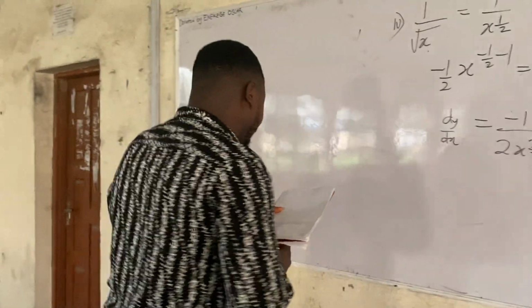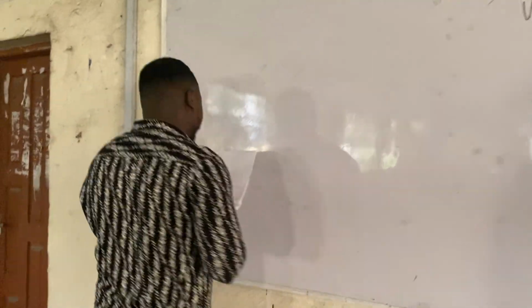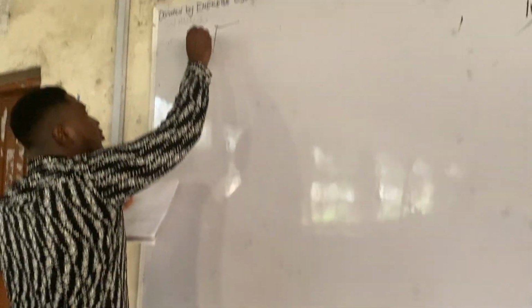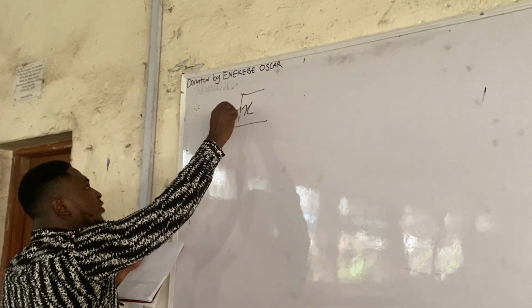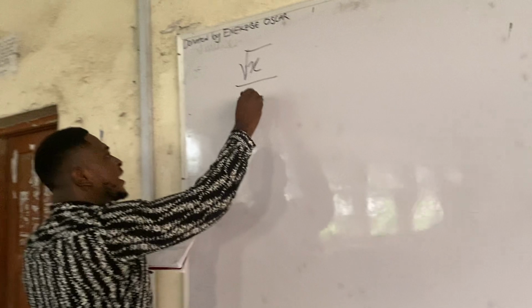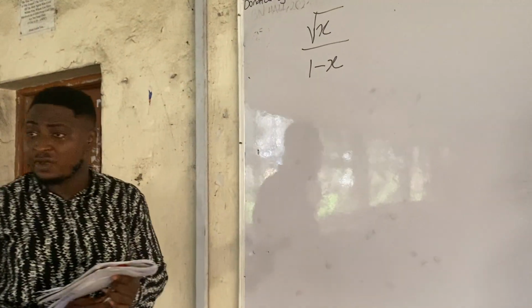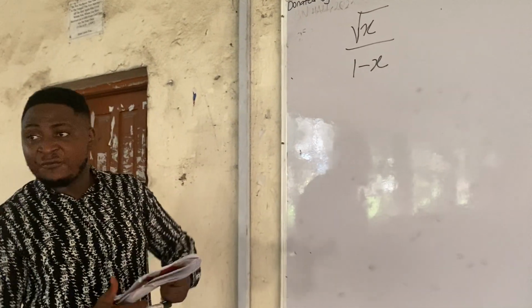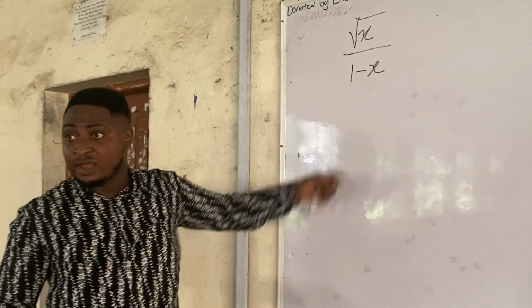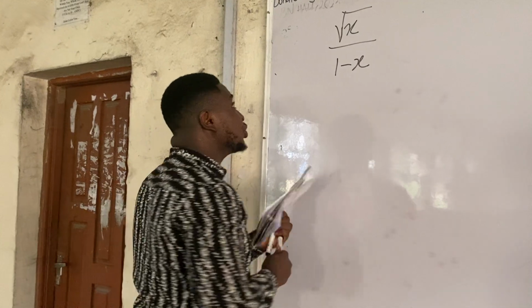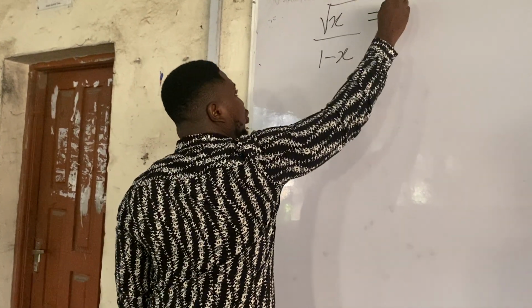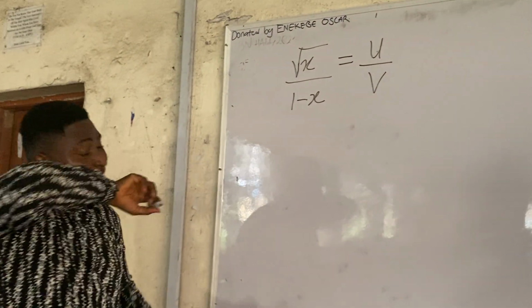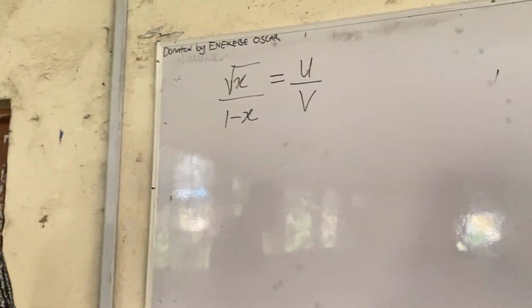Question 2ii. Although I'm seeing IV here, I think it's a mistake. Class, what formula will you use for someone like this? When you have a fractional function, have I not told you the formula to use? Quotient rule. Anytime you have a function with numerator and denominator, you must use the quotient rule. In the quotient rule, you call your numerator u and your denominator v.